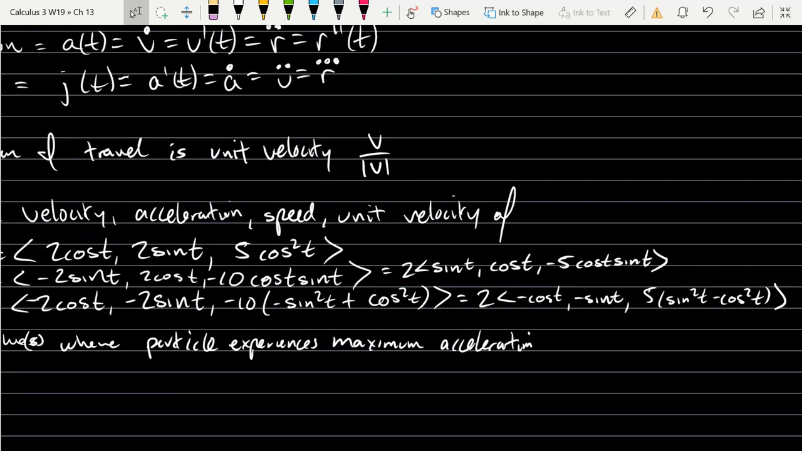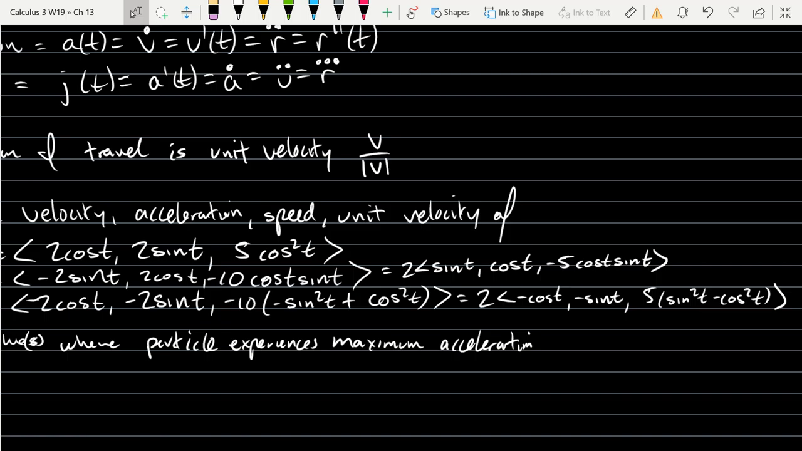Any derivative questions? We're about to find some magnitudes. We'll leave that till Monday. How do we maximize anything? Take the derivative, set it equal to zero, and figure out what t value gives you a zero derivative.